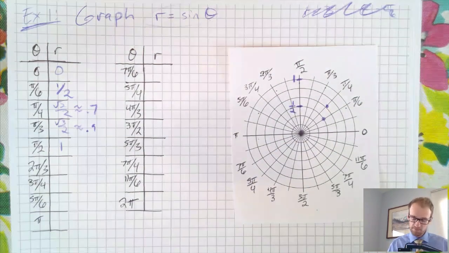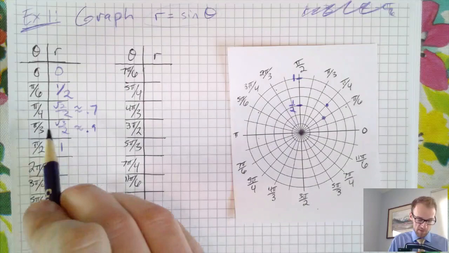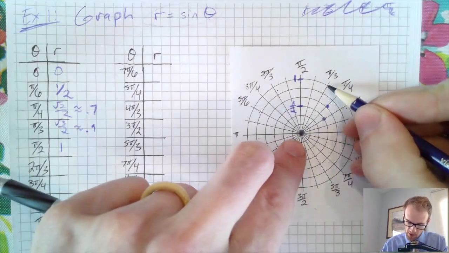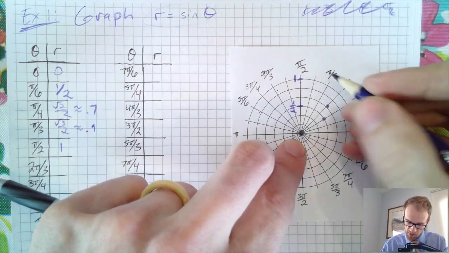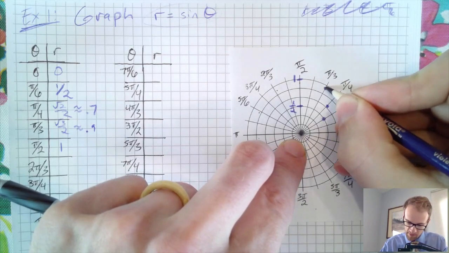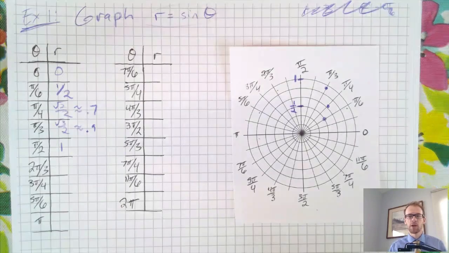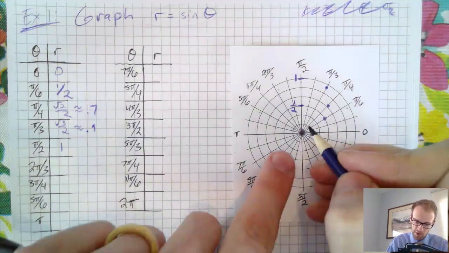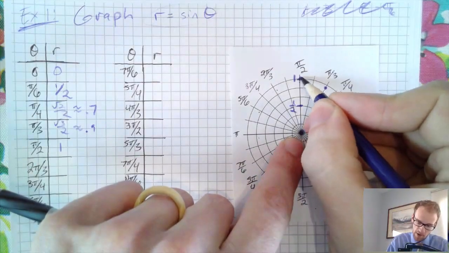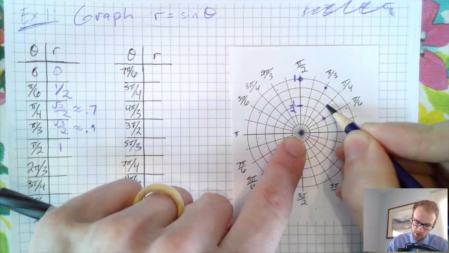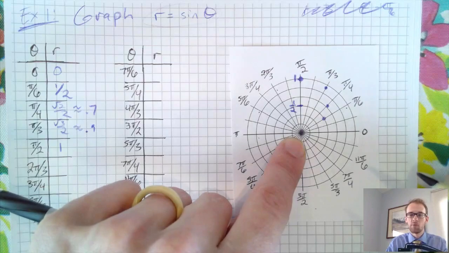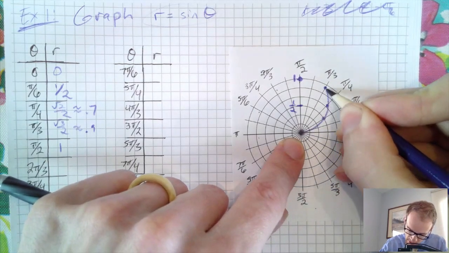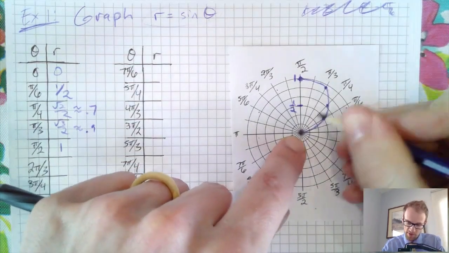Okay. And then pi/3, 0.9. Pi/3 is here. Well, there's 1, so 0.9 must be right about there. And then there's pi/2, 1. So I've got 1, 2, 3, 4, 5 points graphed. And if we connect the dots, we have the first part of our graph.